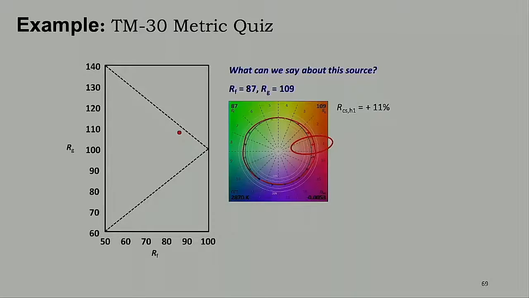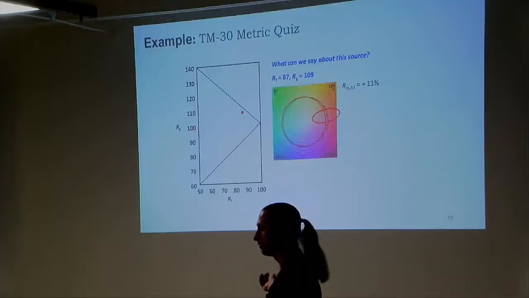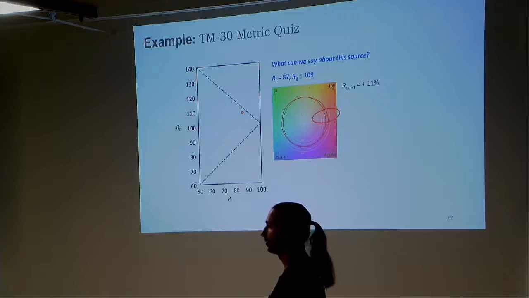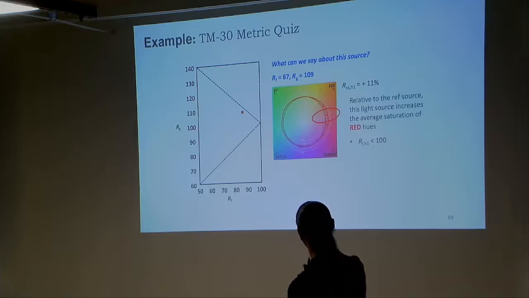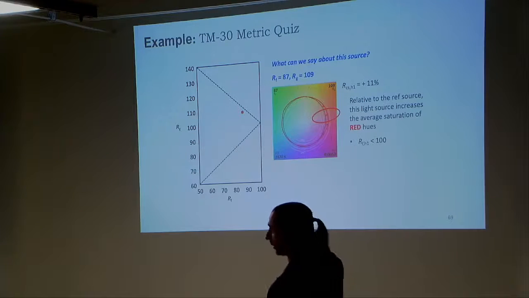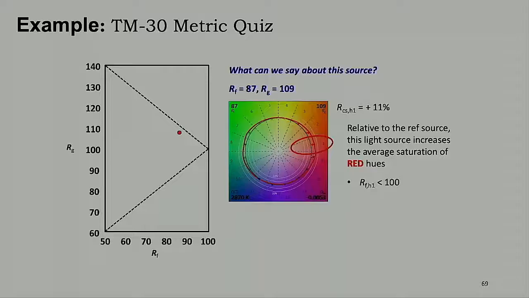Particularly about Hue bin 1. Hue bin 1 is red. It's got a plus 11% for RCSH1. And we can see that the reference illuminant is in black, the test illuminant is in red, and is being pushed outward. What does that tell us? The red is more saturated. This light source increases the saturation of reds relative to its reference illuminant. And then it also does so for lots of other colors, as you could see on the vector diagram.